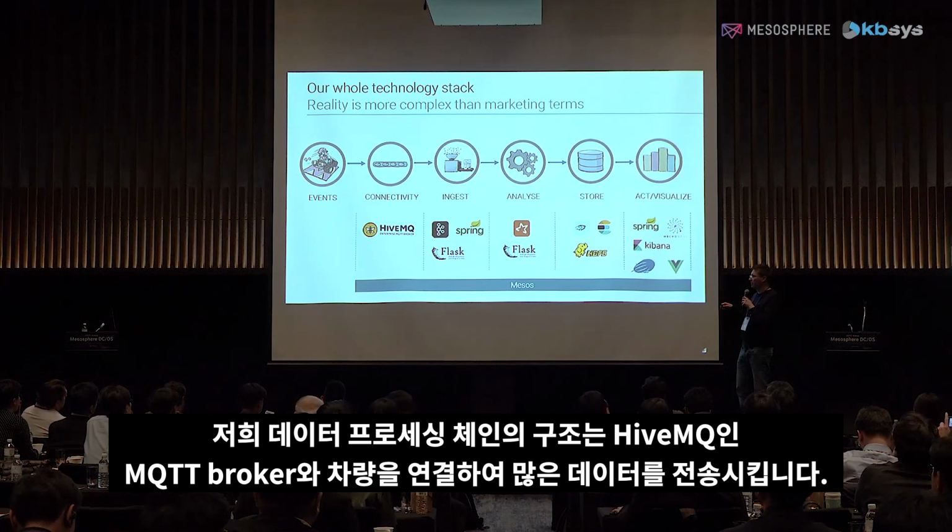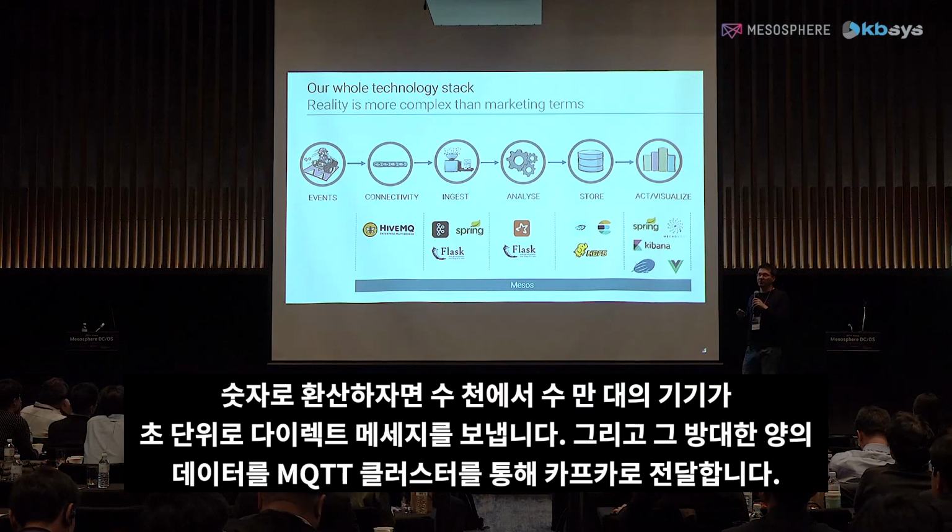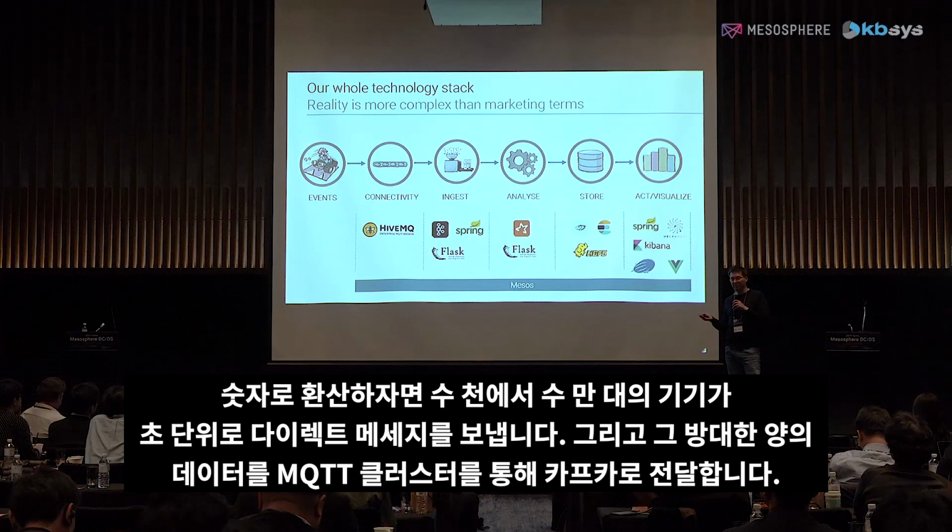We have the cars that are connected to the HiveMQ MQTT broker. They're transmitting a lot of data. If you want to think about numbers, just think about thousands or millions of devices that are sending, if they're active, a message per second. So you have really a massive amount of data coming in.